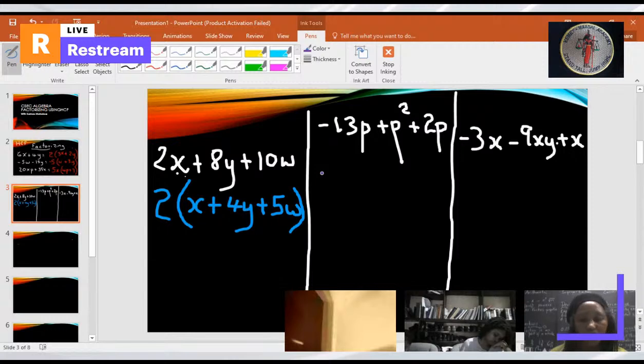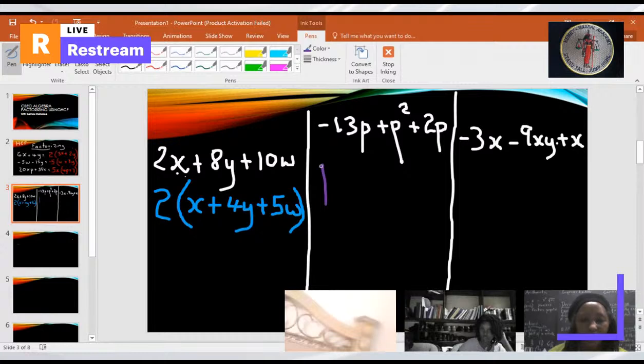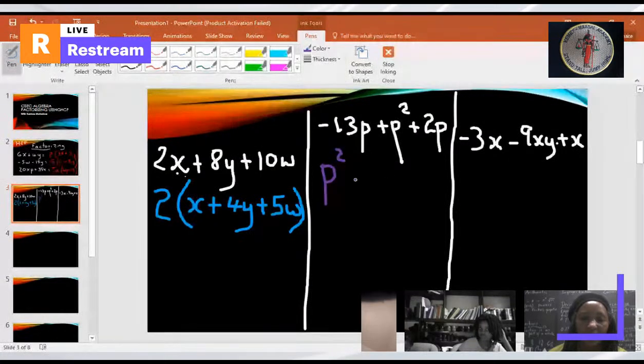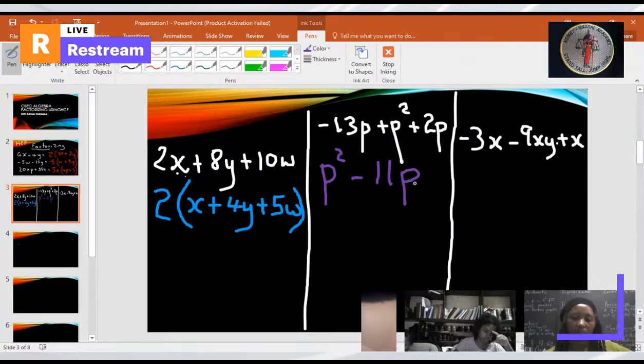Okay, miss, I got my answer. So what I got was p squared minus 11p. All right, so we write back our p squared. How did you get the minus 11p? I grouped the two like terms, which by that I mean the ones that don't have a squared on them. So it would be negative 13p plus 2p, which would give you a negative 11p. Okay, so we combined the negative 13p and the 2p since they are both p.